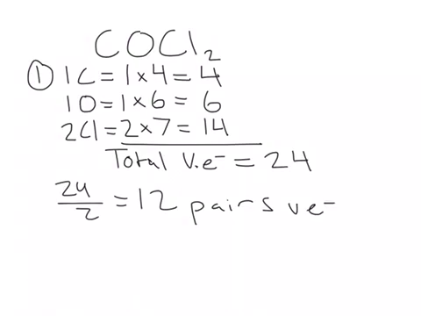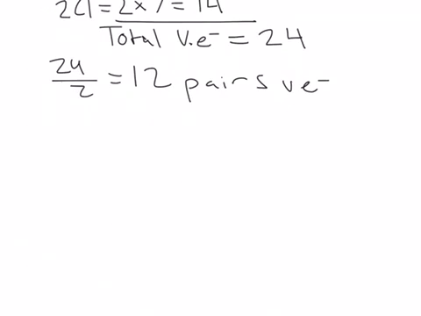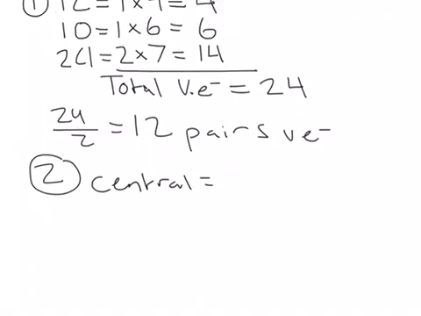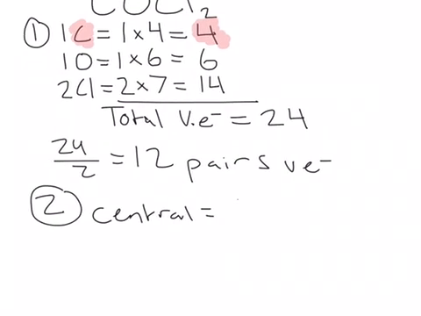So, step 2 is figuring out which one's the central atom. And our central atom, if we look up top, is supposed to be the one with the least amount of valence electrons. As we see, it's right here. So it's our carbon.